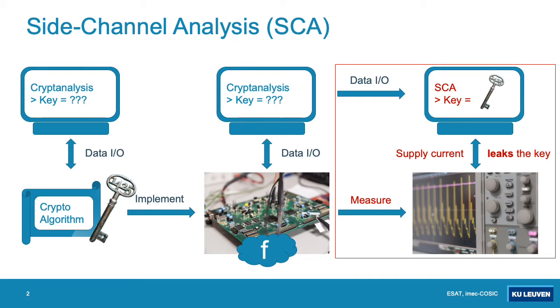These channels include, for example, execution timing or electromagnetic emanation or power consumption. The one we focus on is the power consumption, or more precisely the supply current of the device. Henceforth, when we mention side channel leakage, we talk about the information about a secret key embedded in the supply current of the device.